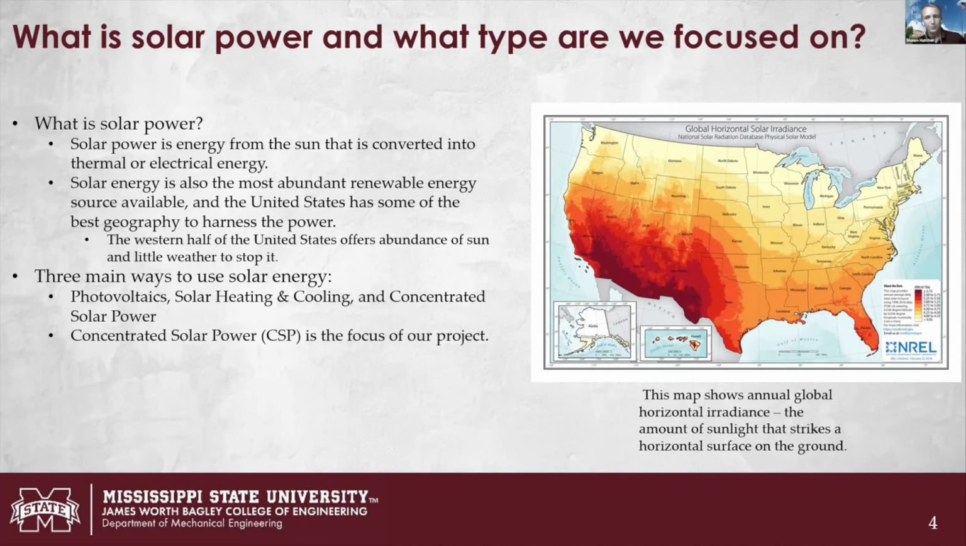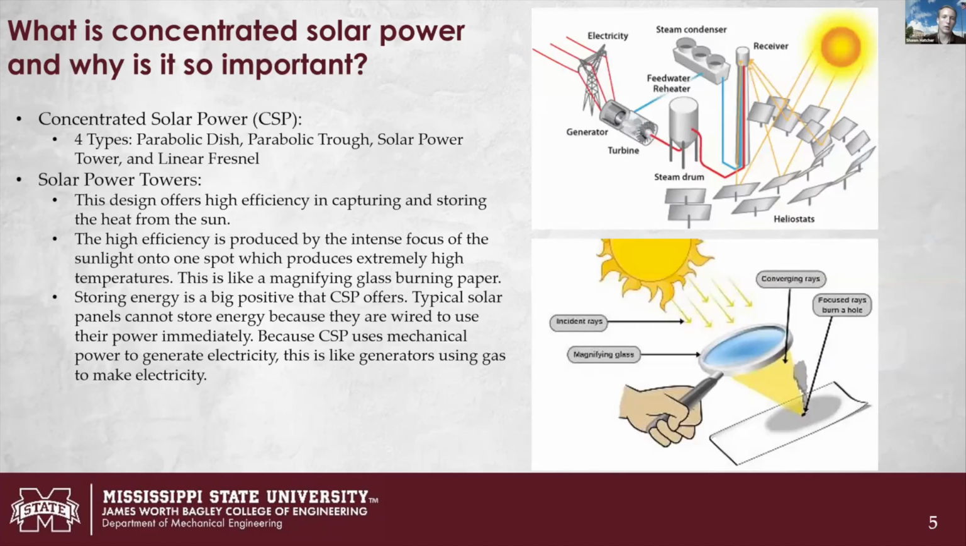So what is concentrated solar power and why is it important? Before we get into what it is, there are 4 different types: a parabolic dish, parabolic trough, solar power tower, and the linear Fresnel. We're going to be talking about the solar power towers, and these power towers offer a high efficiency and an ability to store the energy that they produce. This is a very important concept to consider for solar power, as most solar panels are not able to store energy. They just use it directly.